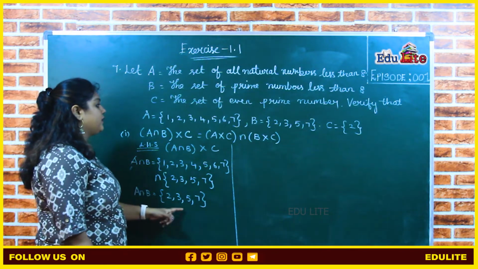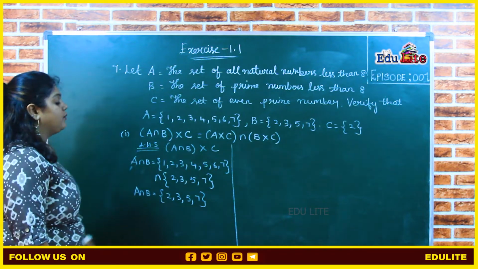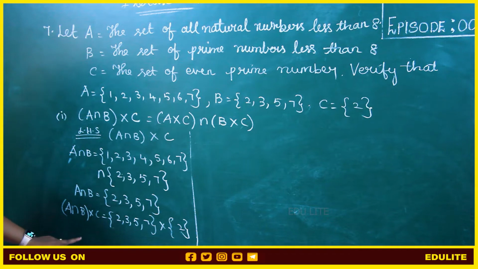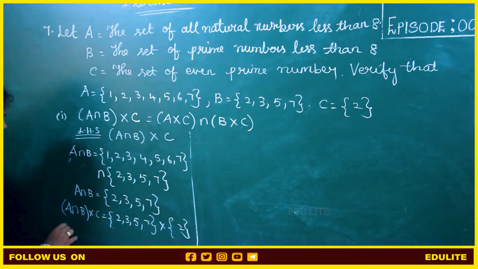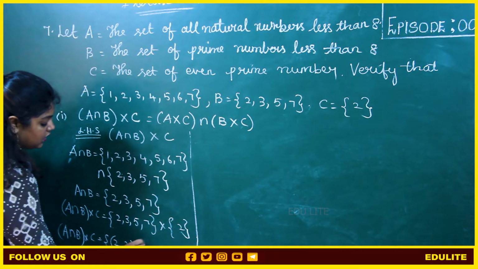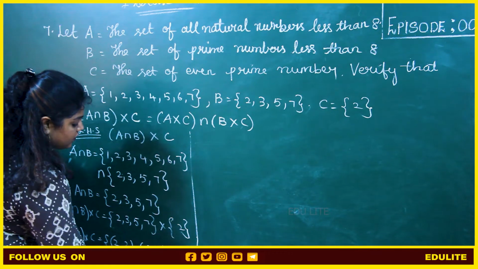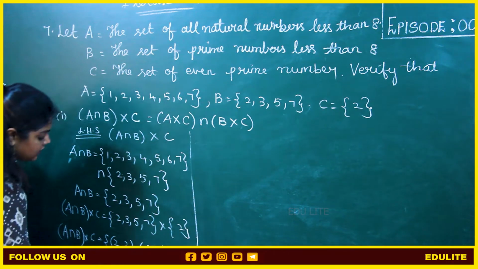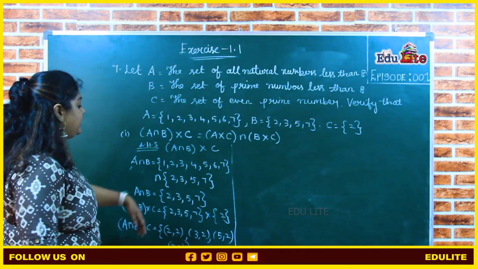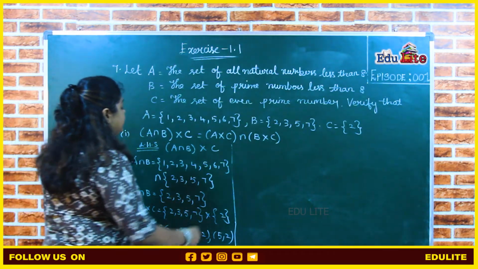Next we have to cross product this with the C set. What is the C set? It is 2. Now we have to take the cross product between A intersection B and C. A intersection B cross C is equal to (2, 2), (3, 2), (5, 2), (7, 2). Now we will prove the right hand side and check whether both sides are equal.